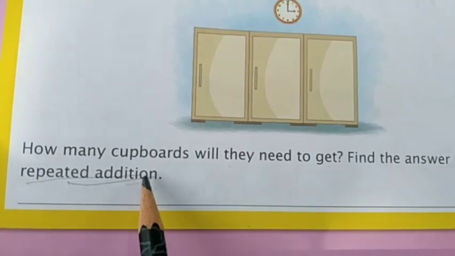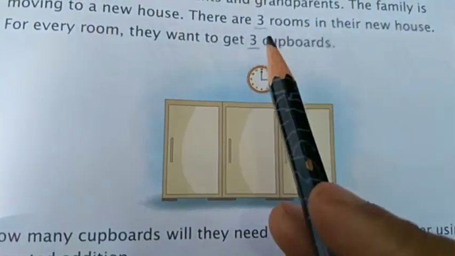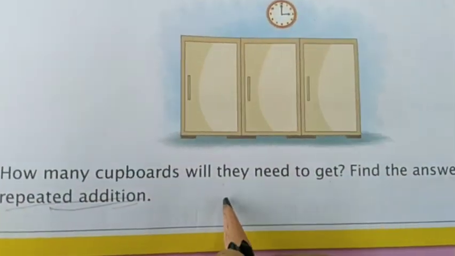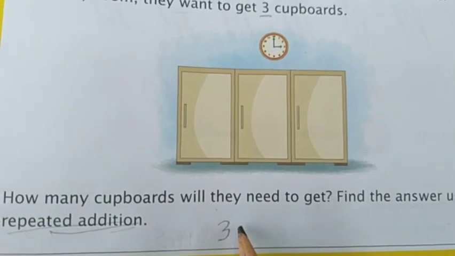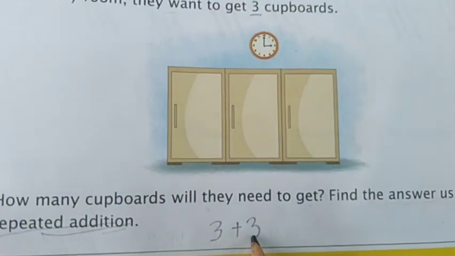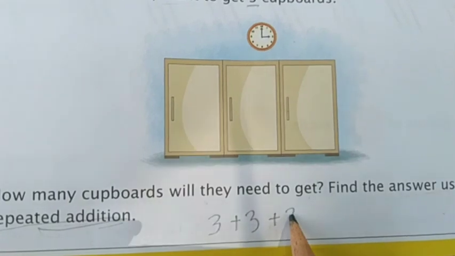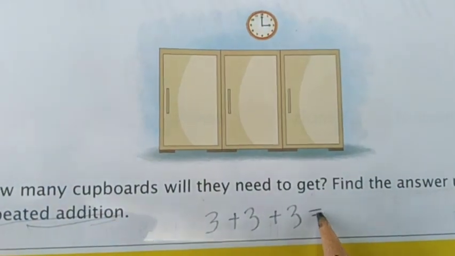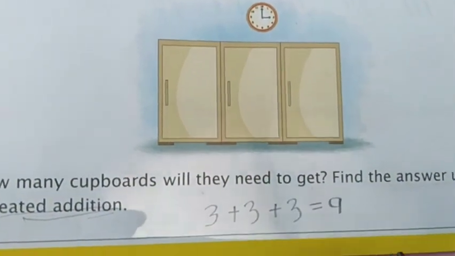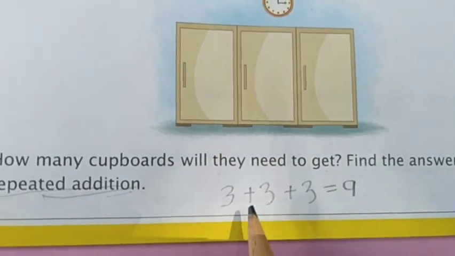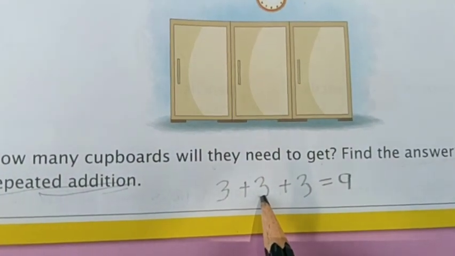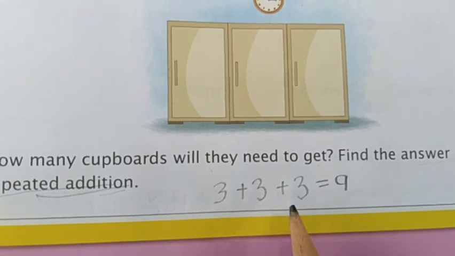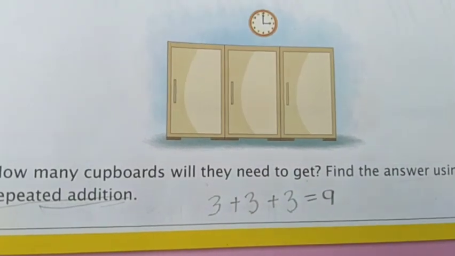Please note this, children. Directly you cannot write the answer. There are 3 rooms. In room number 1 they will need 3 cupboards. In room number 2 they will need 3 cupboards. In room number 3 again they will need 3 cupboards. So in total they will need 9 cupboards. The answer has to be given in repeated addition. Do not write 9 directly, okay? You have to write it in a repeated addition statement.